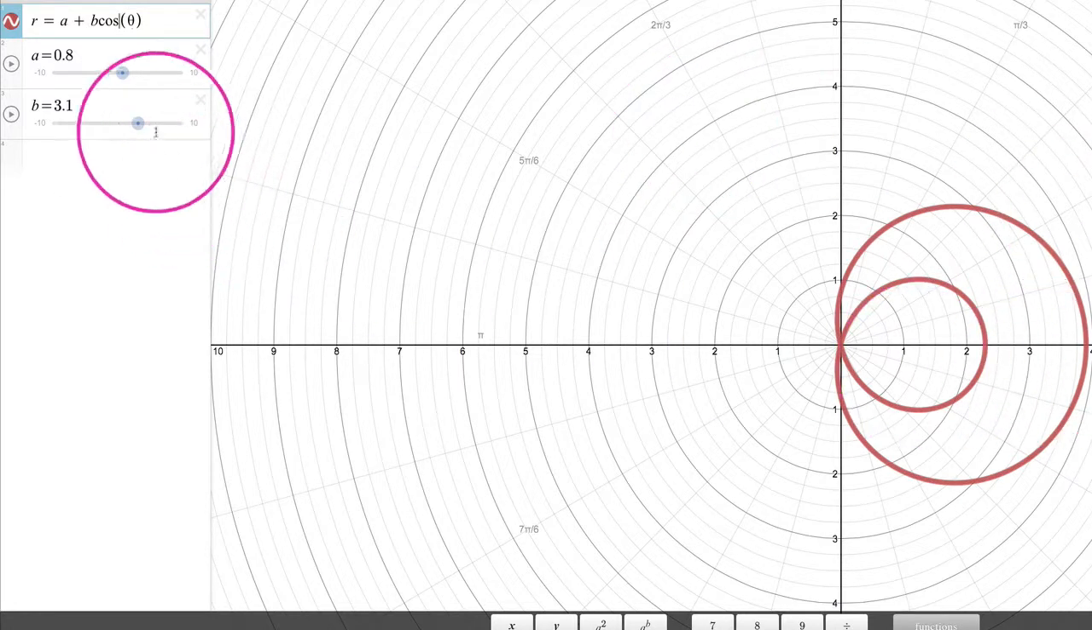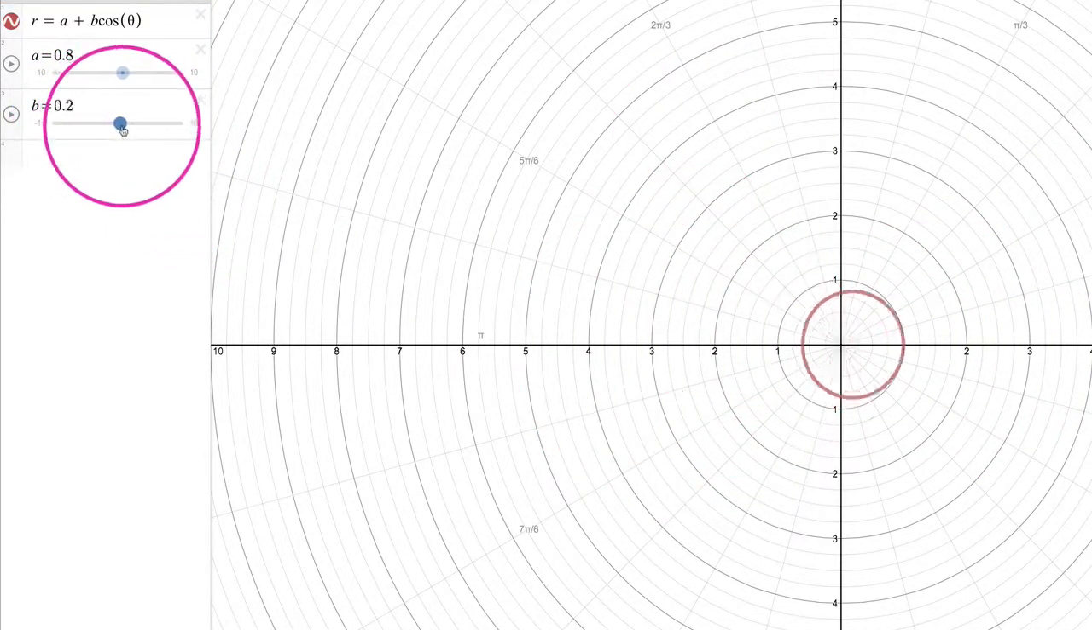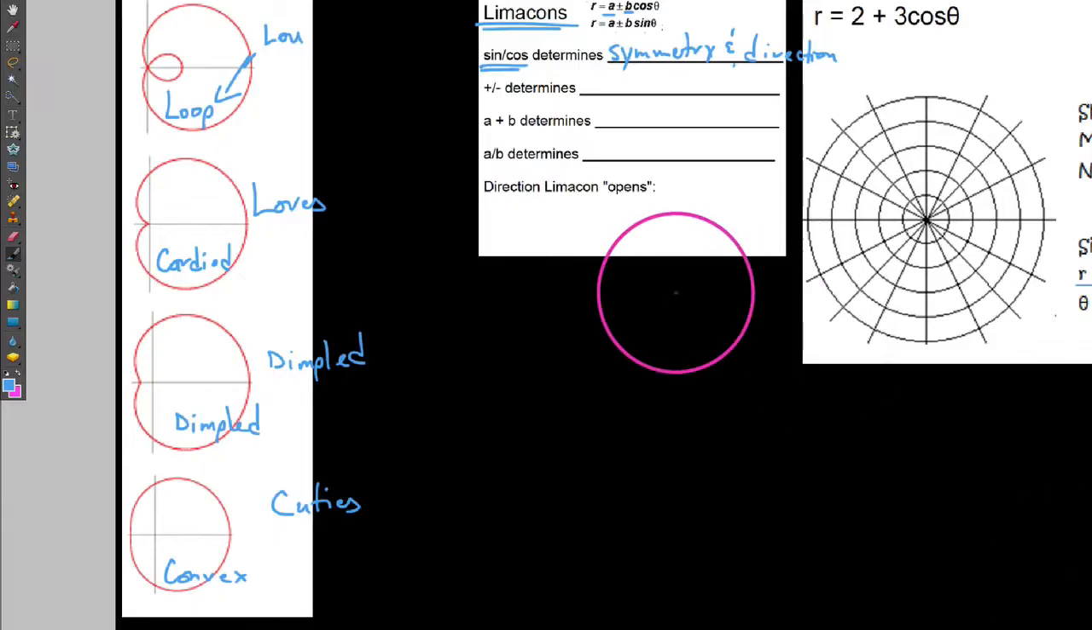It would open to the right if b is positive, and open to the left if b is negative. But we still have that x-axis symmetry there. So we say plus or minus.